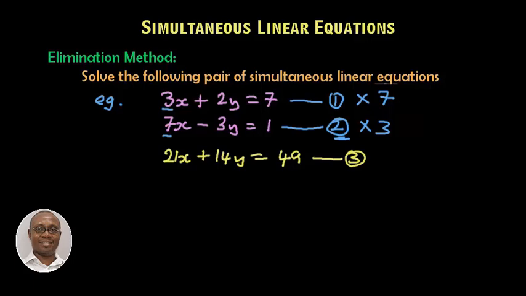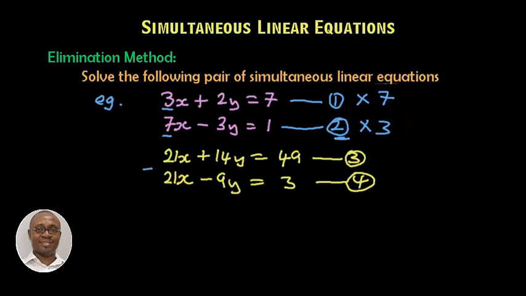Alright, so we go to the next equation, equation 2, to be multiplied by 3. So 3 times 7x gives us 21x. Then 3 times minus 3y gives us minus 9y, equal 3 times 1, which gives us 3. So equation 4. Now we can see that the leading coefficients are now the same, 21x, 21x.